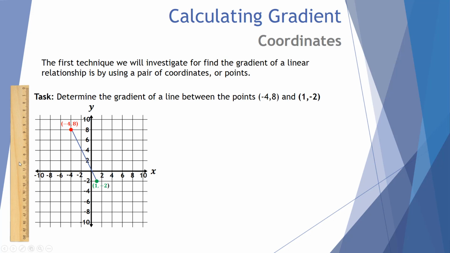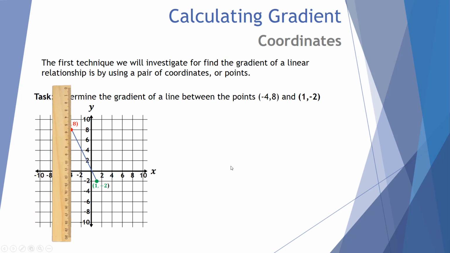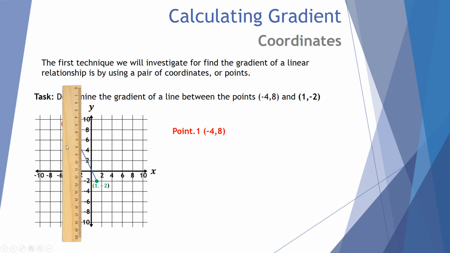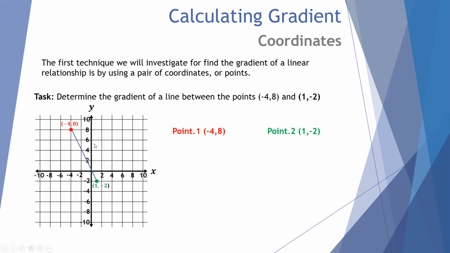Again, let's move a vertical ruler across our graph from left to right. The first point we'd strike is our point 1, minus 4 and 8. If we continue that process, the second point we strike is our point 2, which was 1 and minus 2. So we have our diagram here with our 2 points, our line between the two, and we've labeled them point 1 and point 2. So point 1 has got an x value and a y value, x1, y1. Point 2 has an x value and a y value, x2, y2.